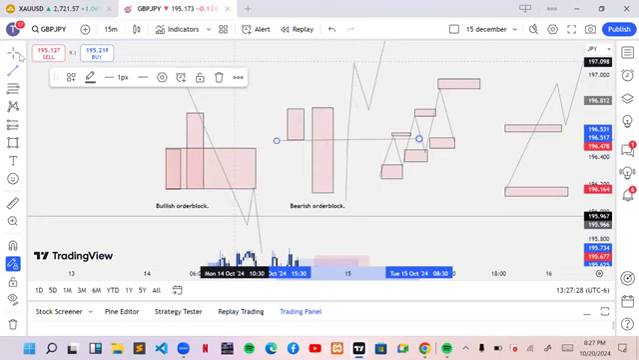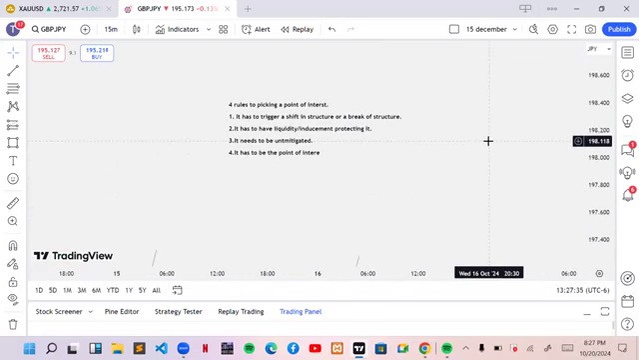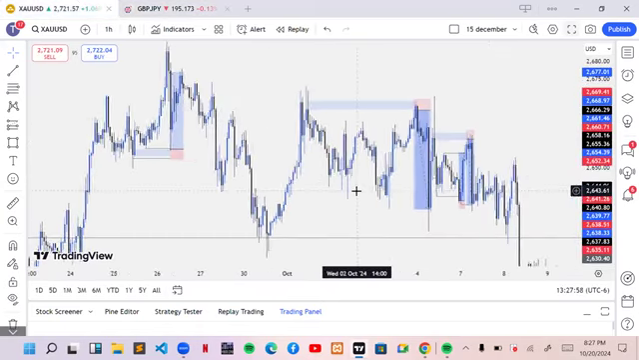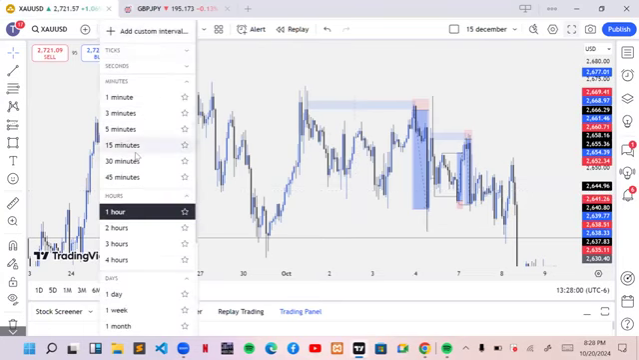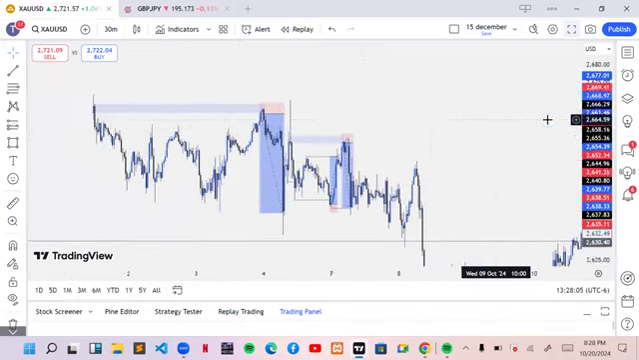Now, how do you know when to make use of which POI? How do you know when to make use of the order block and when to make use of the breaker block? There are four key rules I pay attention to when picking a point of interest so that I can know how to pick the valid one. Number one rule that I pay attention to is it has to trigger a shift in market structure or a break of structure. While I'm going through those rules, I'll be giving an example with a trade I took.